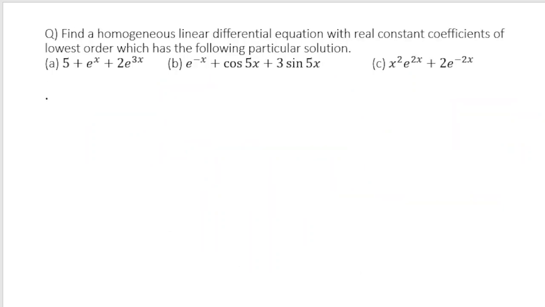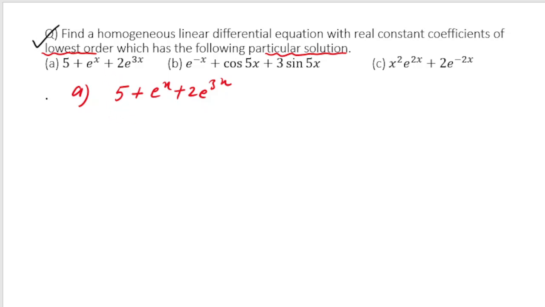Now we are already more than 55 minutes into the video, but I just want to complete this question, and this is even more important and interesting, so be very careful. Now in this question they are asking you to find a homogeneous linear differential equation with real constant coefficients of lowest order which has the following particular solution. Now it is slightly different than the previous problem. Let me take it one by one. So it has the following particular solution, meaning the solution is 5 e to the power x plus 2 e to the power 3x.